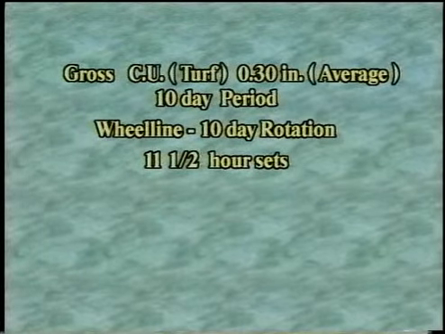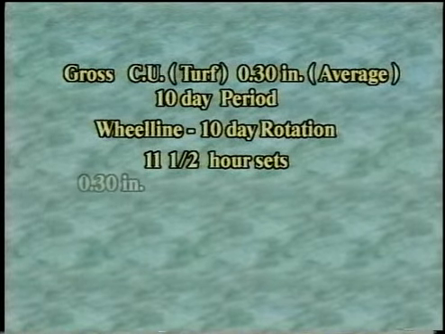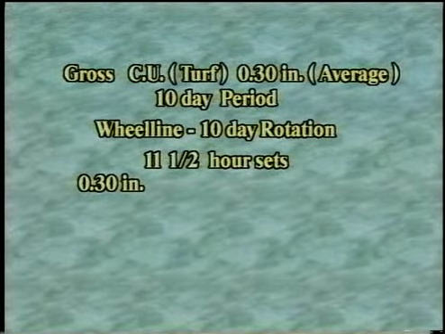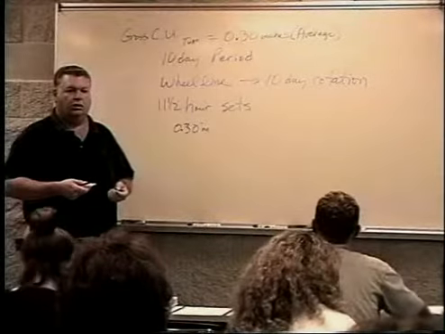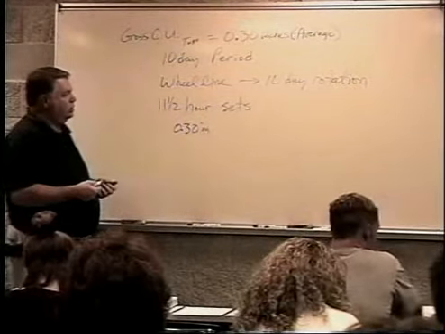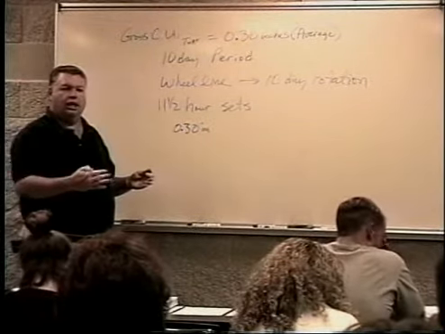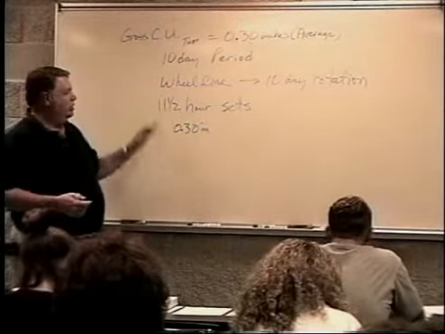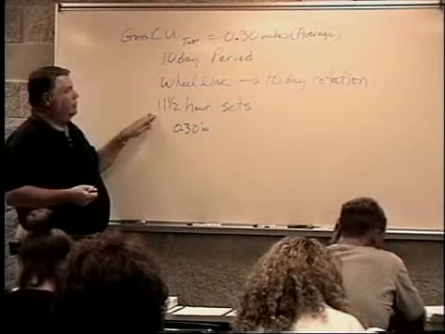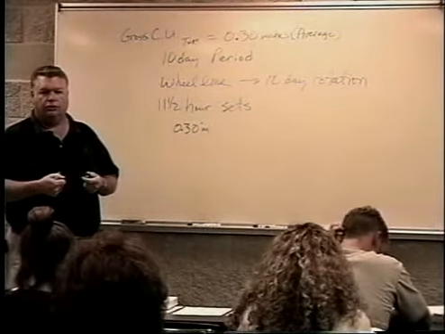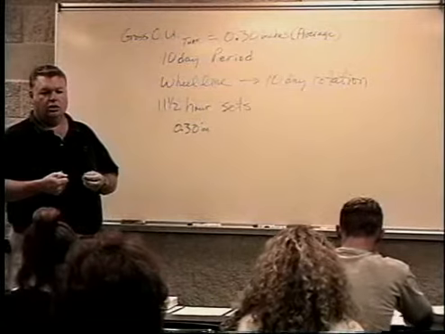Now, our numbers are these: 0.30 inches. And now, does the area really matter? Well, no, we can just look at inches applied by the system here. It doesn't matter how long the wheel line is. We know that we're going to water in any given square foot 11.5 hours every 10 days. So we're really looking at any one given square foot in a situation like this, not a full field.